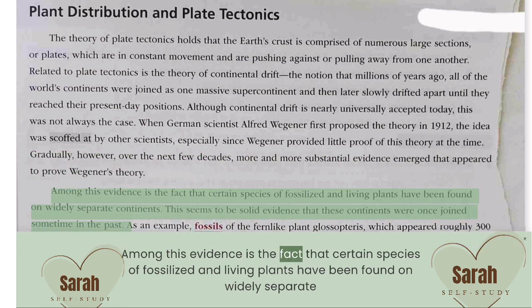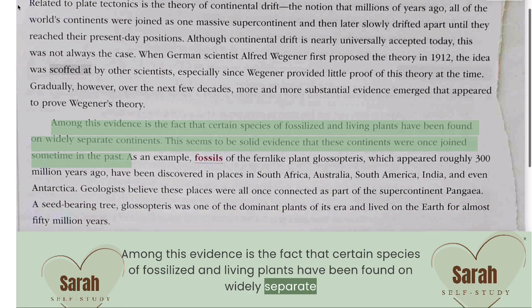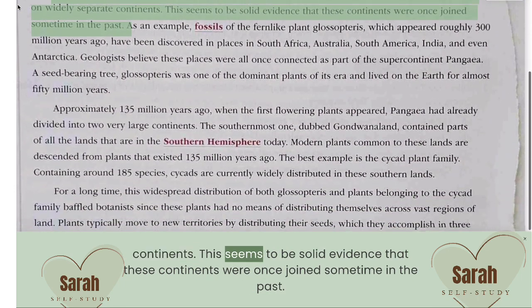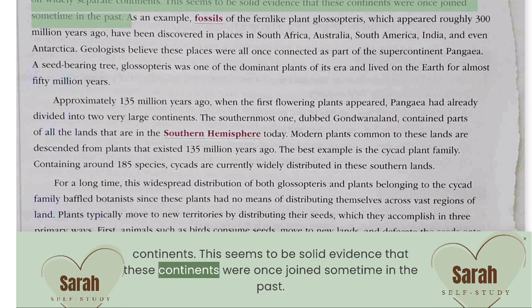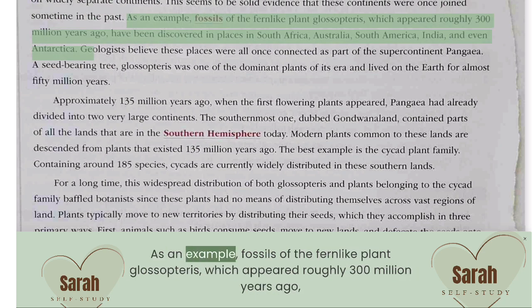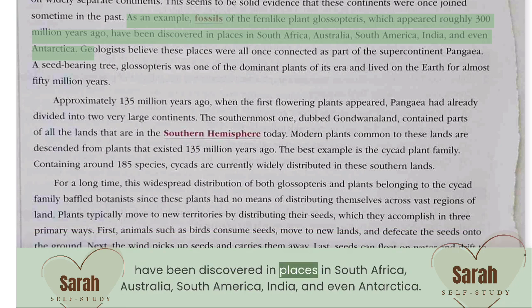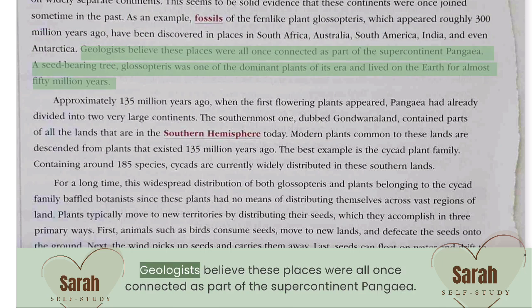Among this evidence is the fact that certain species of fossilized and living plants have been found on widely separate continents. This seems to be solid evidence that these continents were once joined sometime in the past. As an example, fossils of the fern-like plant Glossopteris, which appeared roughly 300 million years ago, have been discovered in places in South Africa, Australia, South America, India, and even Antarctica. Geologists believe these places were all once connected as part of the supercontinent Pangaea.